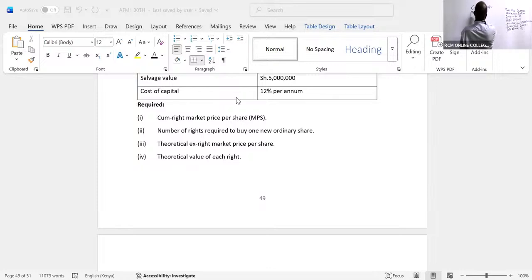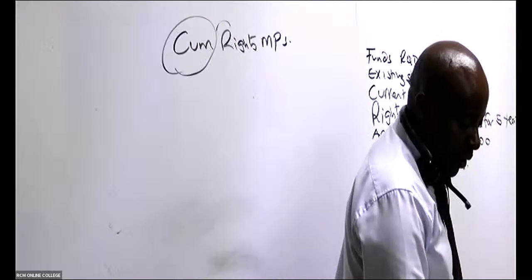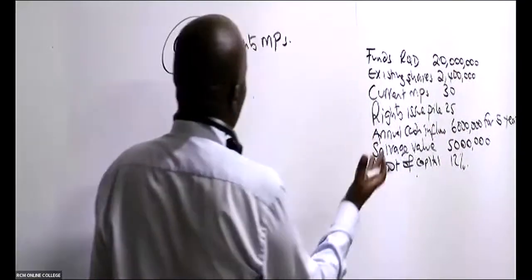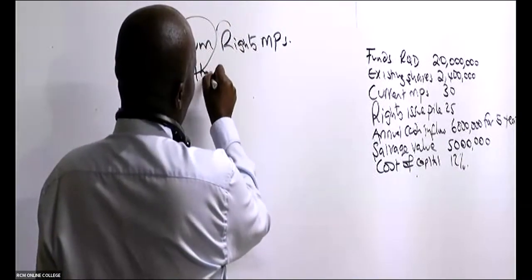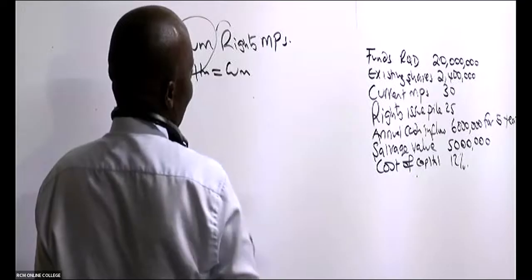So then this CAM means what? The CAM in this case here means what here? We have X meaning without, and the CAM means with. This CAM means with.